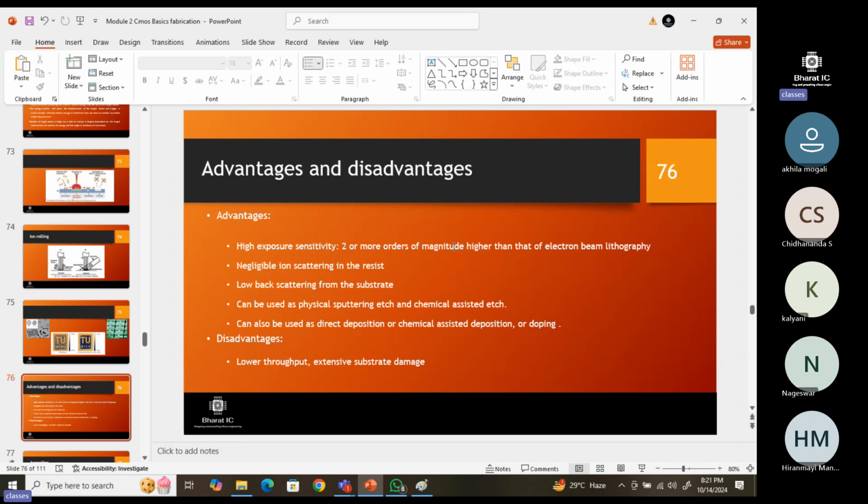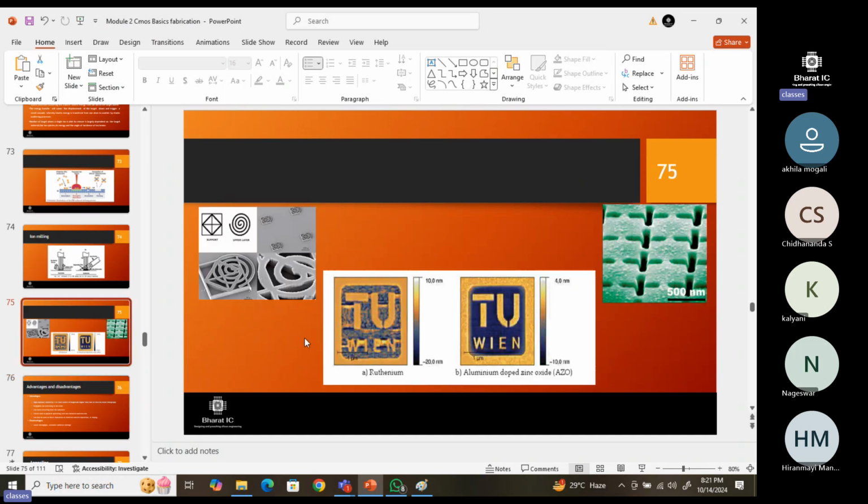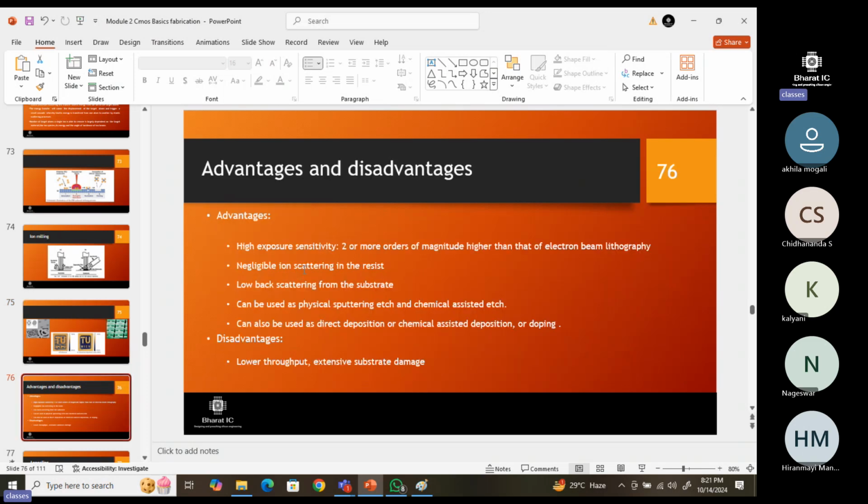Negligible ion scattering. Ion scattering is very negligible in ion beam lithography, whereas electron beam lithography has scattering, so it gets scattered. That is the reason this kind of blurred image is created with the electron beam, and this much more precise and proper image is created with the ion beam. So the scattering is less, so the resolution is much more precise. Low back scattering from the substrate, so the scattering from the substrate is also very less.